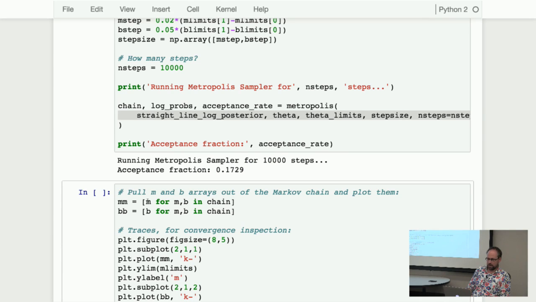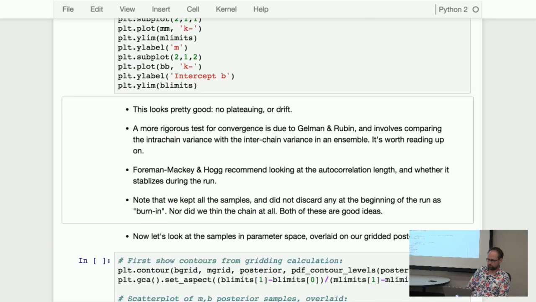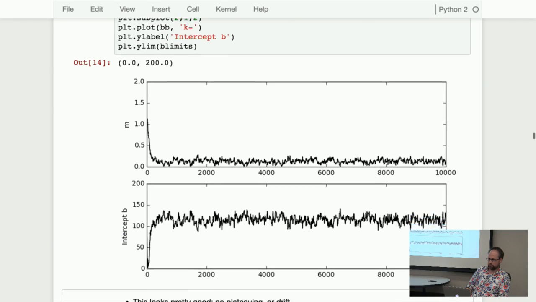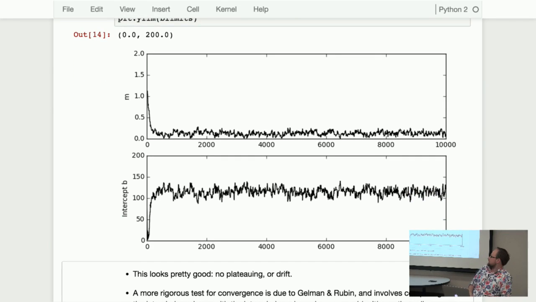Okay, so now we should look at what we've got. Let's take the parameters out of our chain, unpack that, and then make a plot of how the parameter values vary with time, so how it varies along the walk. Here we are. On the y-axis you see the gradient parameter and also the intercept parameter, and the unlabeled x-axis is the sample number, 0 to 10,000.